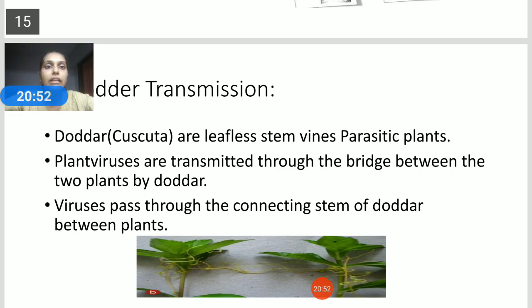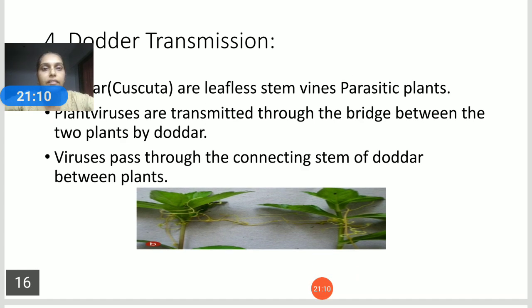Dodder means a leafless stem parasitic plant. It is a parasitic plant which grows on another healthy plant. So the two plants are connected by the dodder, and the plant viruses are transmitted through this dodder plant, right?